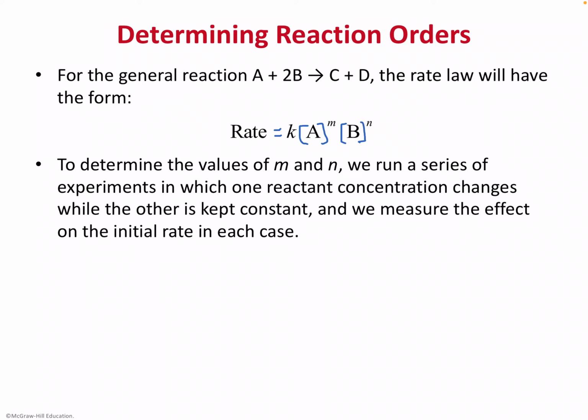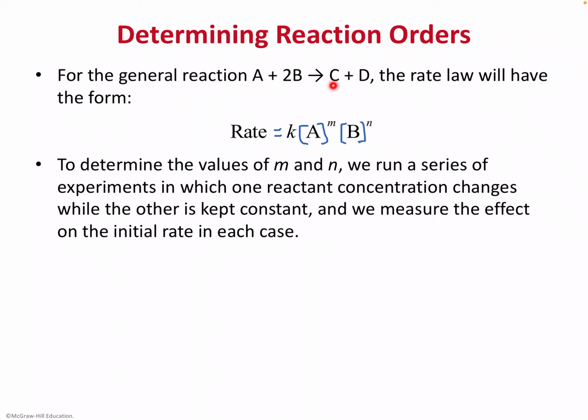Okay. Now, we had seen the numbers m and n, and we saw 0, 1, 2 for the reaction orders. But how can we determine the reaction orders? Let's look at the experimental procedure as to how we can determine these m and n values. So, we take a general reaction A plus 2B giving you C plus D.